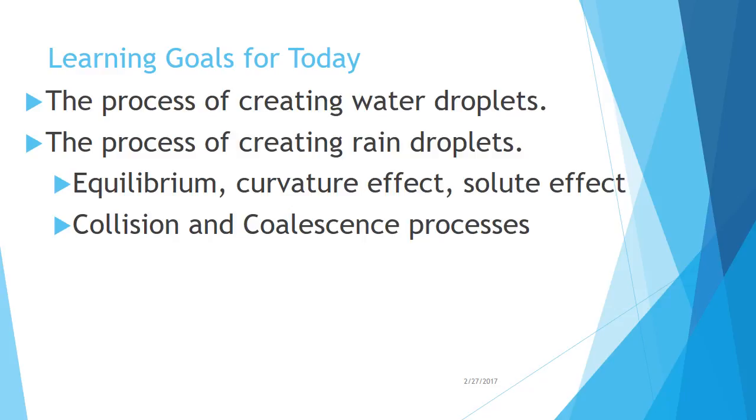In the process of creating rain droplets, there are 4 processes you need to understand. The idea of equilibrium for a raindrop to survive, the curvature effect that affects the ability for a raindrop to get to equilibrium, the solute effect also affects the ability of the raindrop to come to equilibrium with its surroundings, and the collision and coalescence processes that can happen in rain clouds. So let's talk about these learning goals.